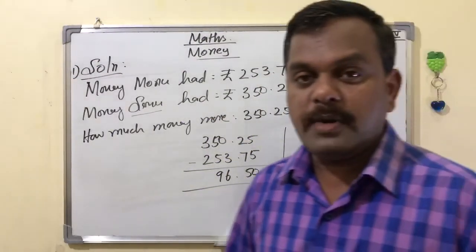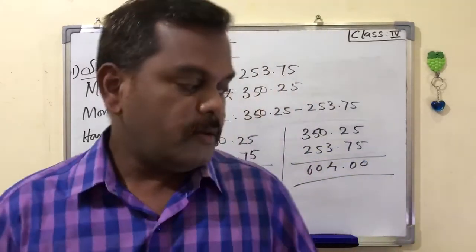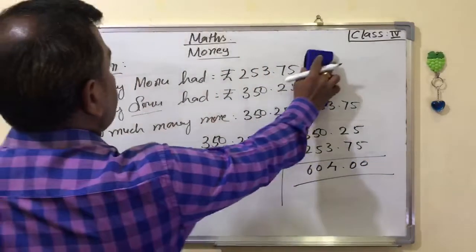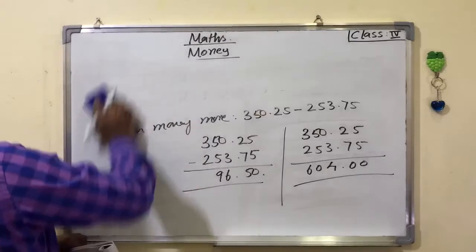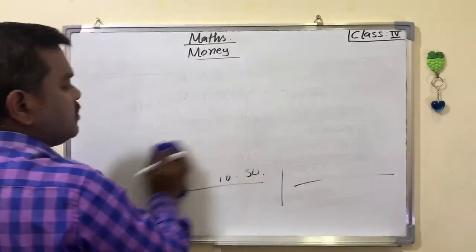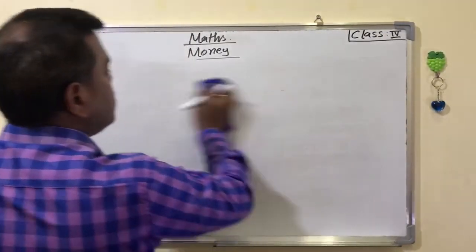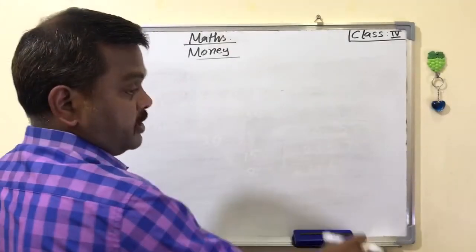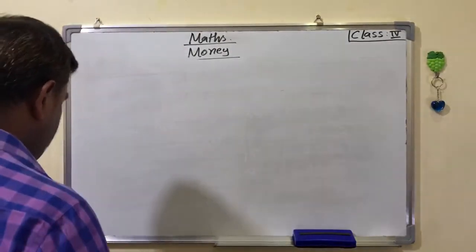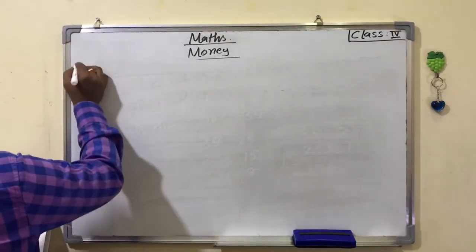So one more. Next we are going to learn multiplication. How to multiply money. This is also same like our decimal multiplication. First question.